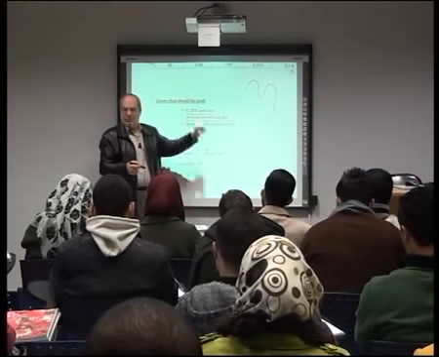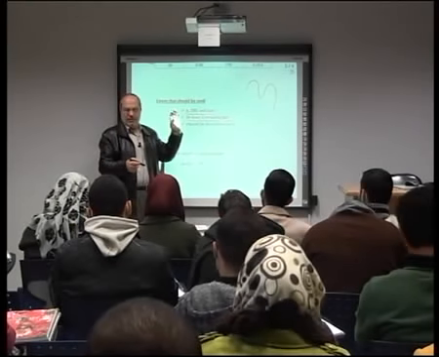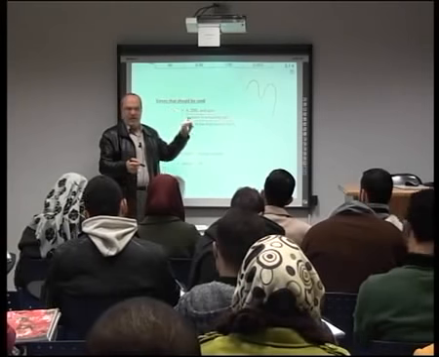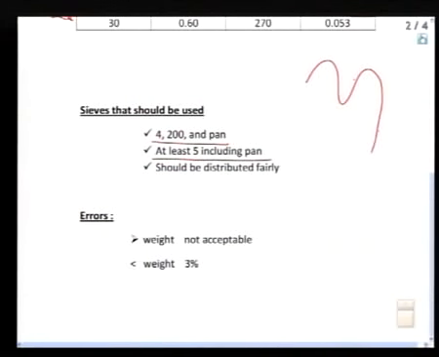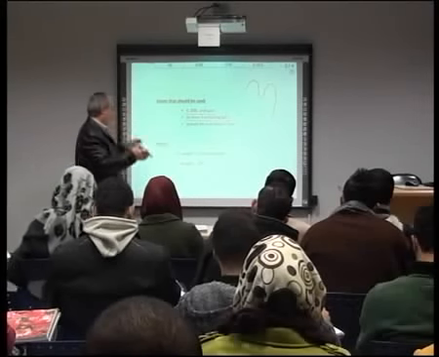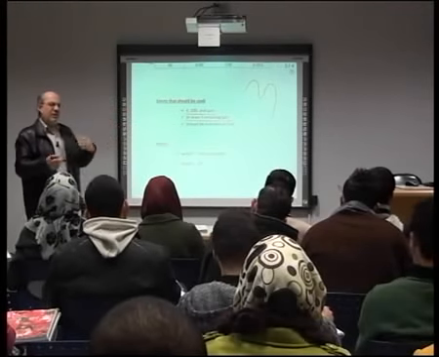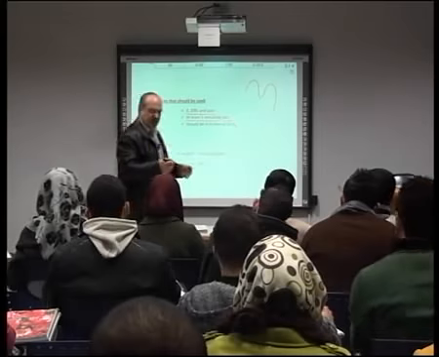These are needed. Okay? They should be. We have to have 3 to 5 additional sieves to have a total of between 5 and 7. Okay? And the other sieves between 4 and 200, they should be distributed fairly. Okay? Good. Now we did how we do the test.